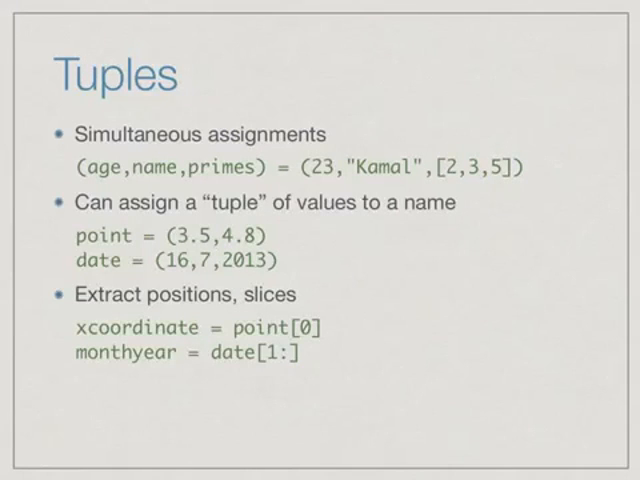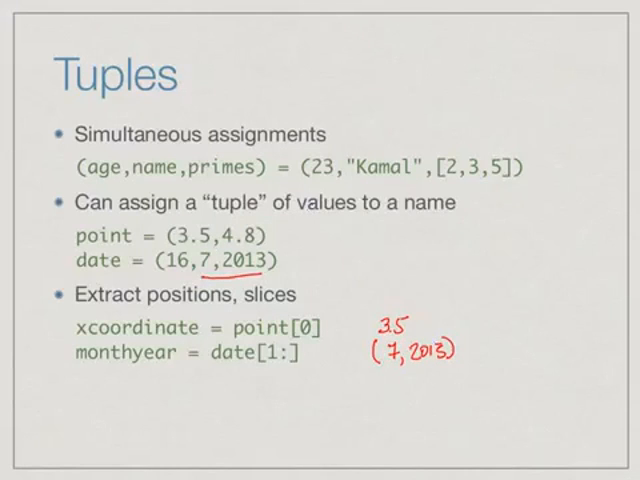So a tuple behaves like a list. It is a kind of sequence. Like strings and lists, in a tuple you can extract one element of a sequence. So we can say that the 0th value in point is the x coordinate. This would assign the value 3.5 to the name x coordinate. Or we can take a slice. If we want only 7, 2013, we take date and take the slice from 1 till the end. Then we will get 7, 2013.